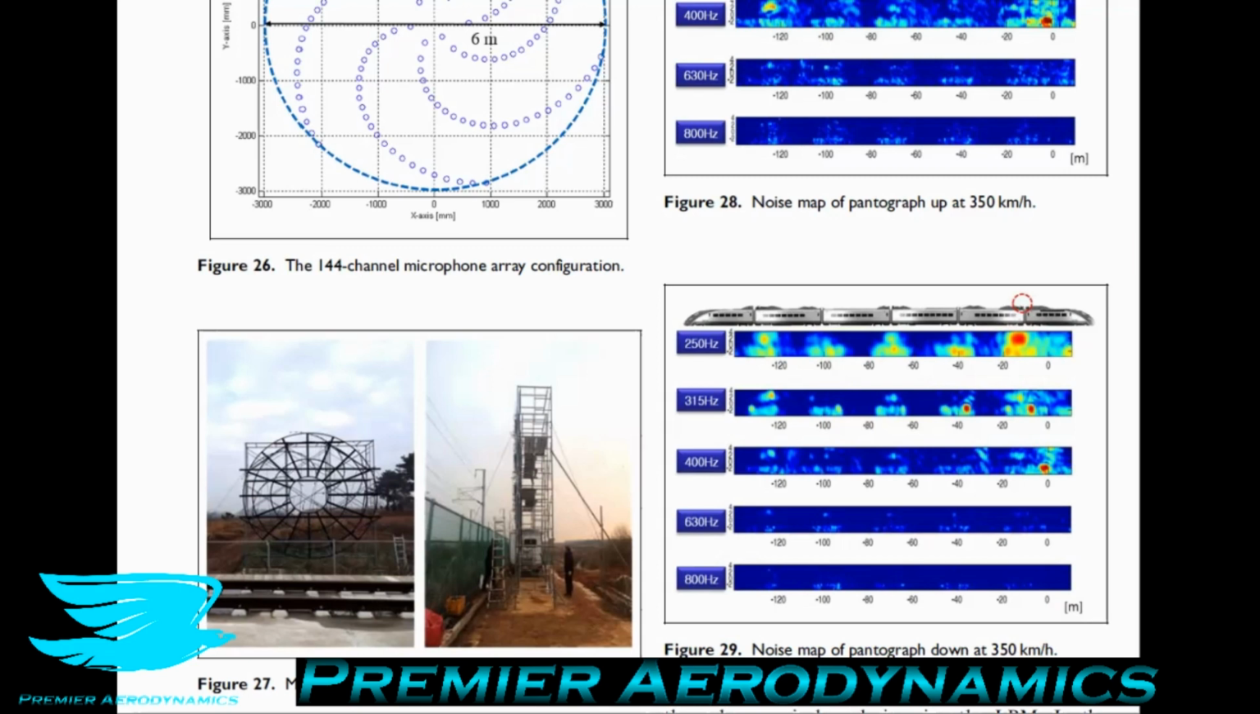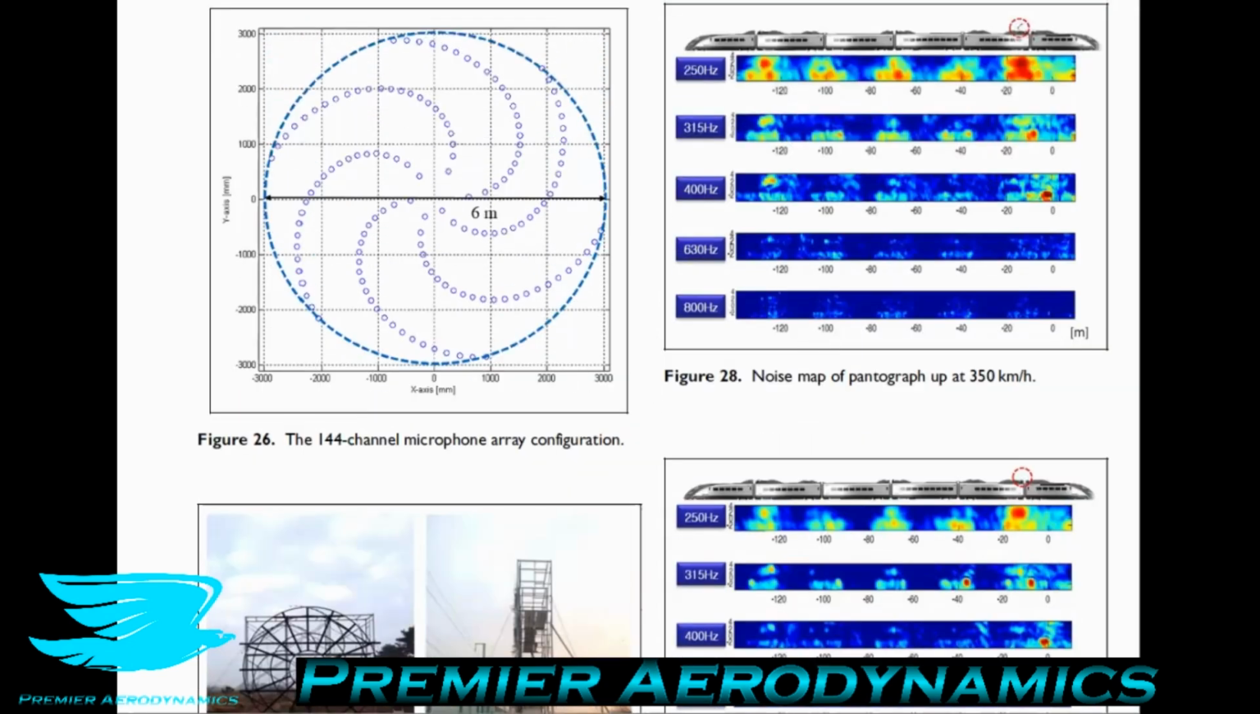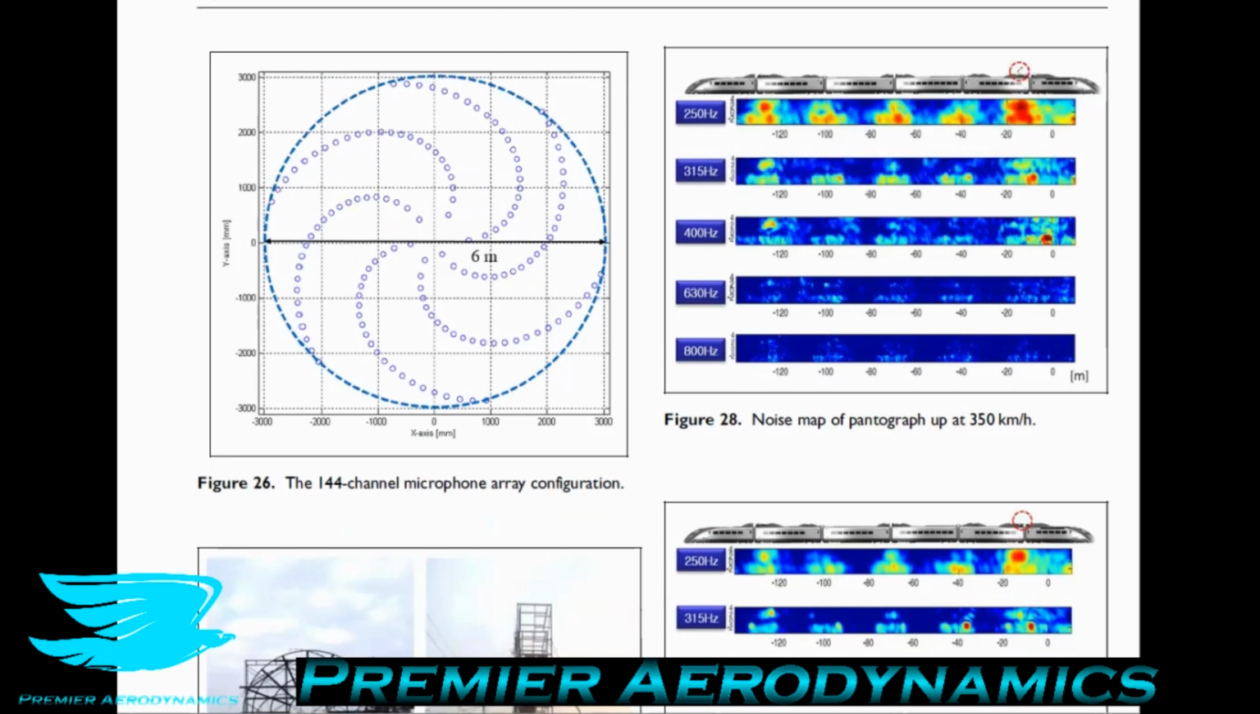So for what they're doing here, it's great to look at the primary sources of the noise. In figures 28 and 29, from the noise mapping results of the pantograph in the up mode at 350 k's per hour, the main noise sources, such as the wheels, intercoach spacing, and pantograph, are shown in figure 28.